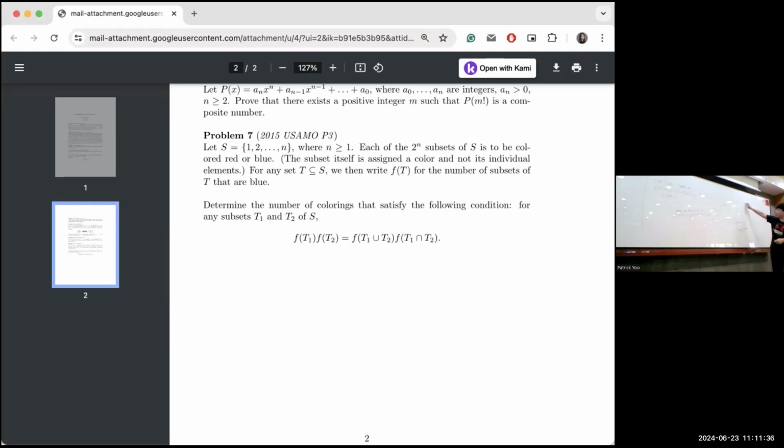So there's 3 to the power of n minus 2 to the power of n, 2 to the power of n plus 1. So you add these. Thank you. 3 to the power of n plus 1.